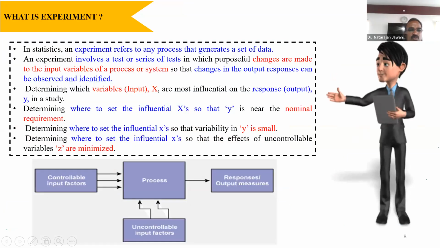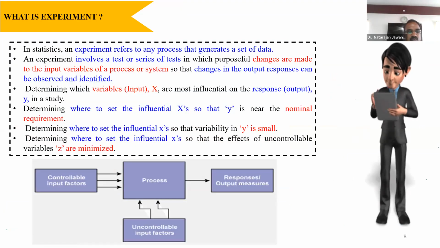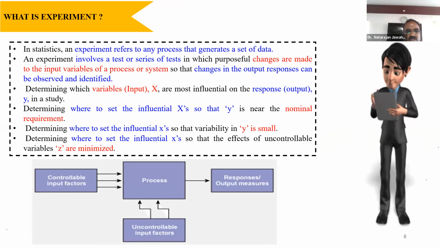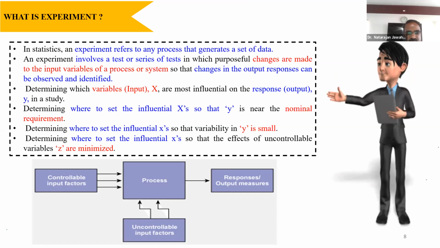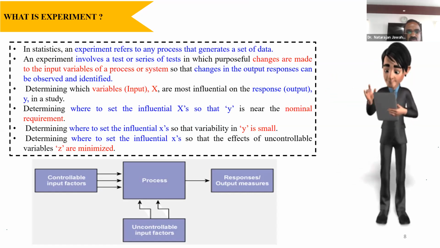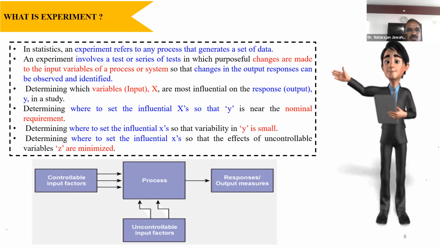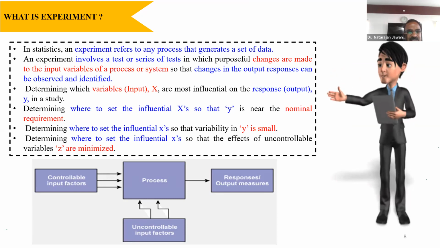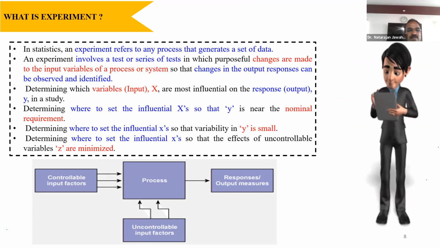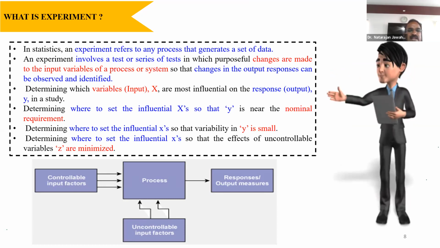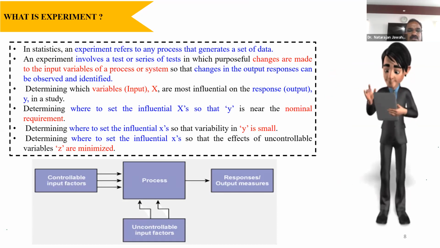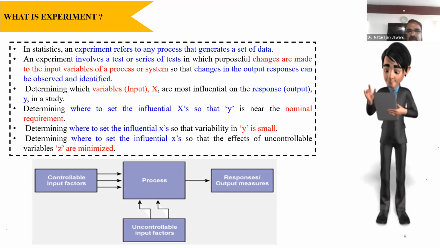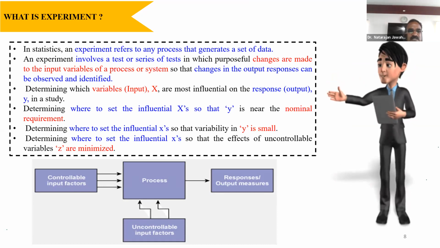Now let us move on to the next slide, which describes what is an experiment. Since this tool is named design of experiment, mainly we are using this tool to design the experiment and to optimize the experiment. So we should know what is meant by experiment in an expanded manner. In statistics, an experiment refers to any process that generates a set of data. If you get some data from any process, that is called an experiment as per statistics.